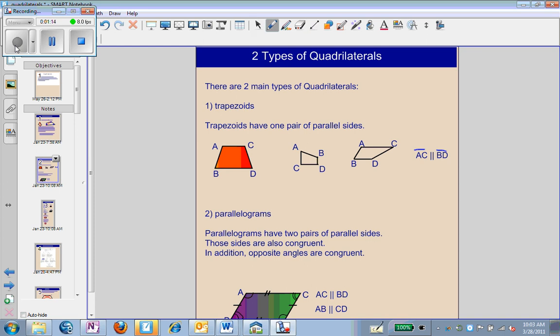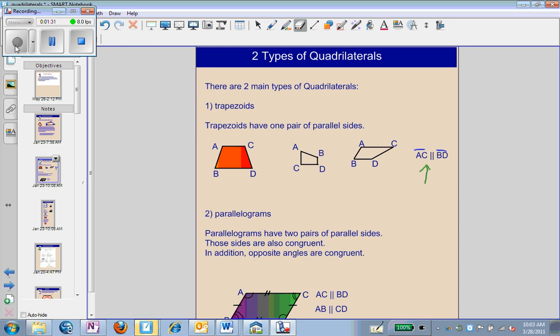So here we have line segment AC parallel to line segment BD. So you need to recognize the parallel symbol because I'll use it a lot, just like this is the perpendicular symbol. You'll need to know what those mean or you won't be able to read notation.